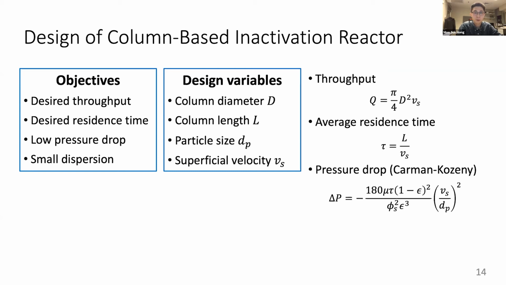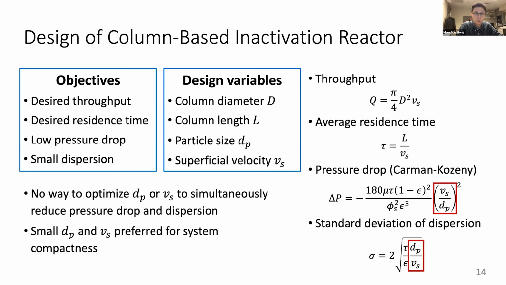Then the pressure drop from the Carman-Kozeny equation can be reduced to the given formulation that you see in the slide. In a similar way, the standard deviation of a dispersed peak can be characterized as a given formulation from the correlation of the dispersion coefficient. And we can see in both relationships that the term of superficial velocity over particle size only appears together in these formulations. But there is no way to optimize a choice of particle size or superficial velocity to simultaneously reduce the pressure drop and the dispersion at the same time.